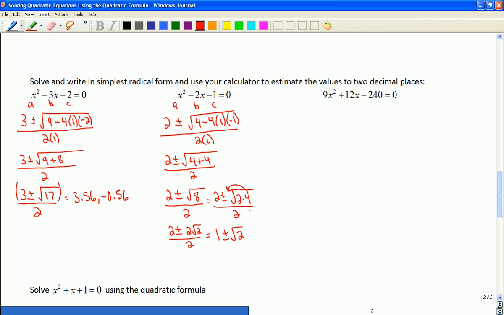So that's in simplest form 1 plus or minus root 2, and then we can use the calculator to get that to 2 decimal places. So first of all, we'd have 2.41, and we'd have negative 0.41.